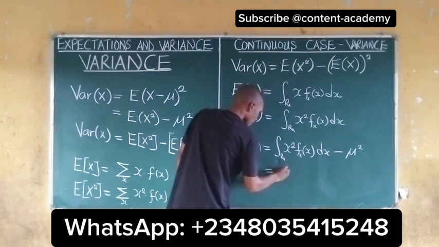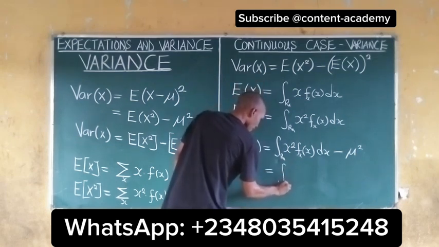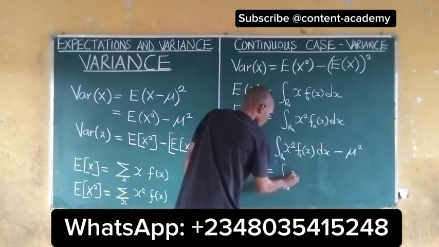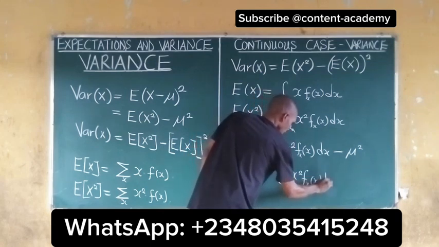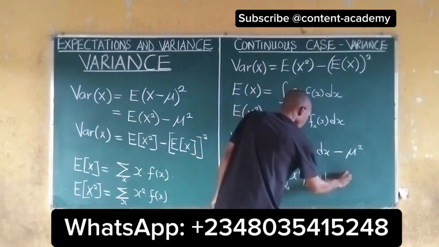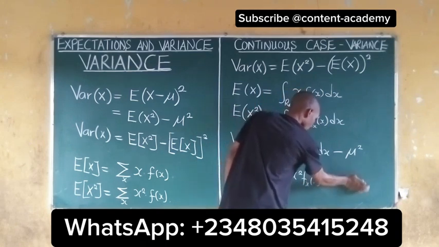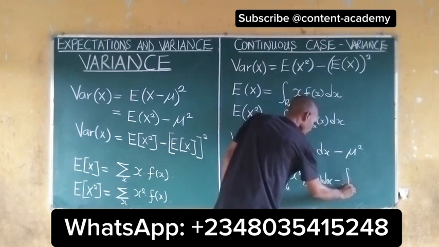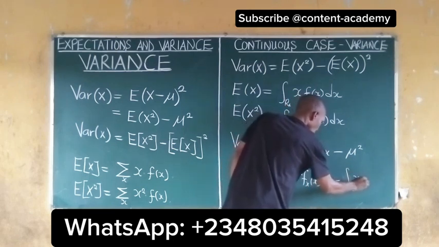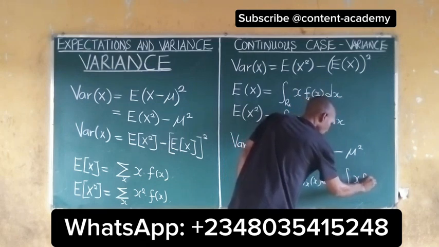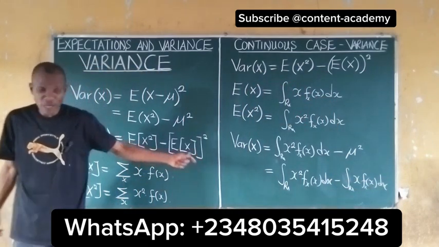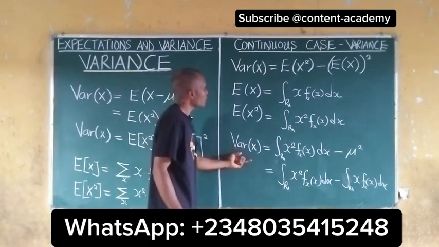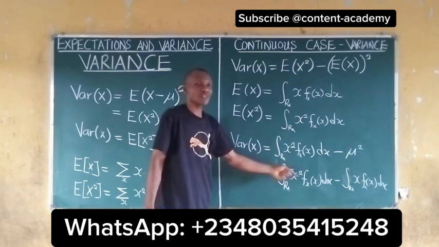Or we write it as the integral of x squared f of x dx minus the integral of x multiplied by f of x dx, all squared. So this is how we can write the variance of x for the continuous case.